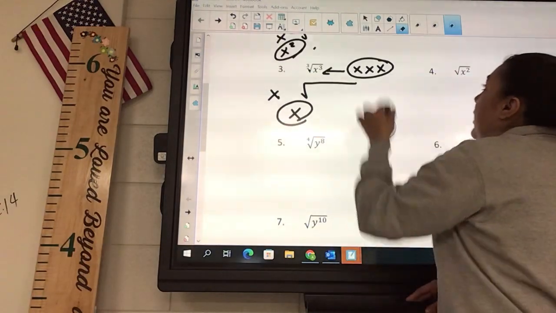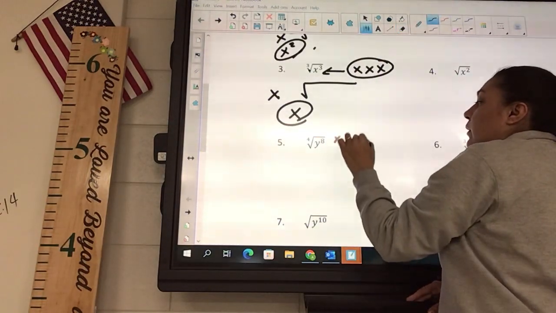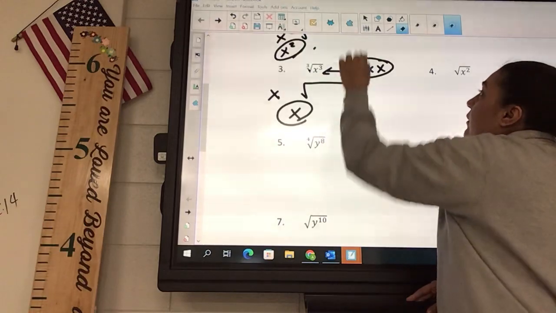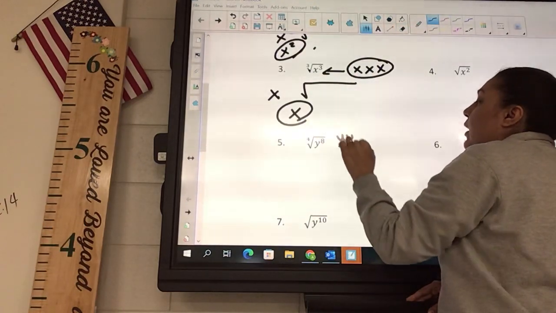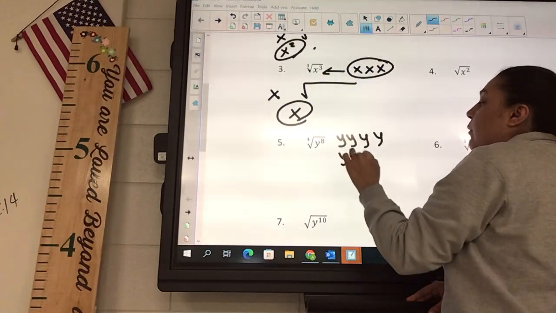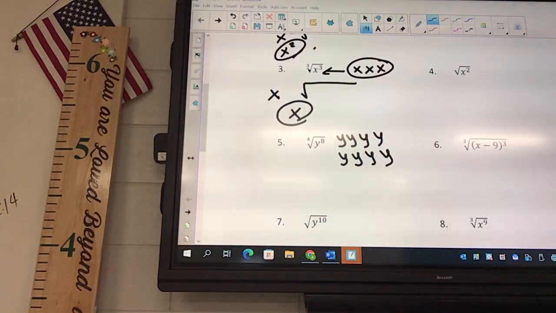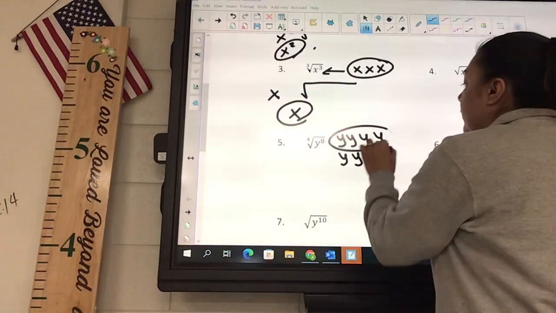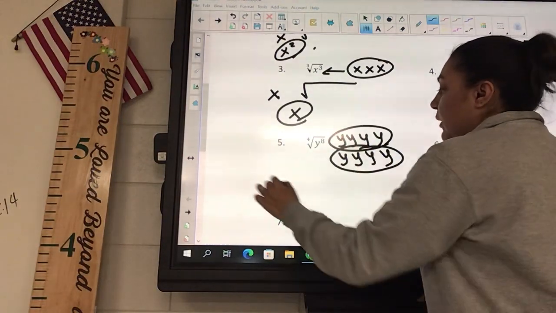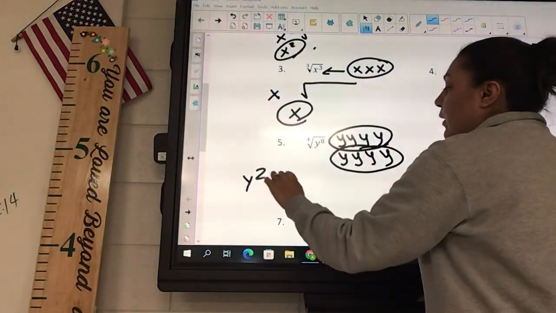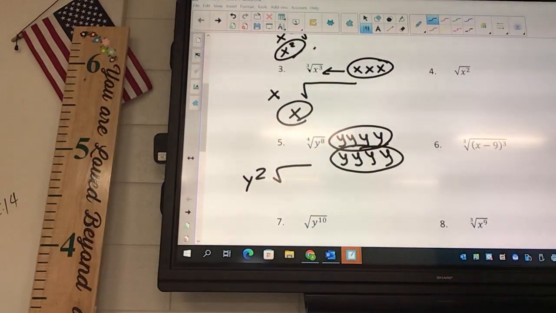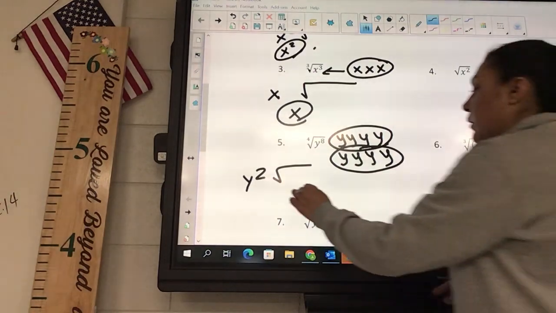But in this case, we have 8, and it's not x, what is it? Y. It's a y. So we got y's, and we can take 2 groups of y's, 1 and 2. So you're going to have y squared with nothing inside the radical. So our answer is just what? Y squared.